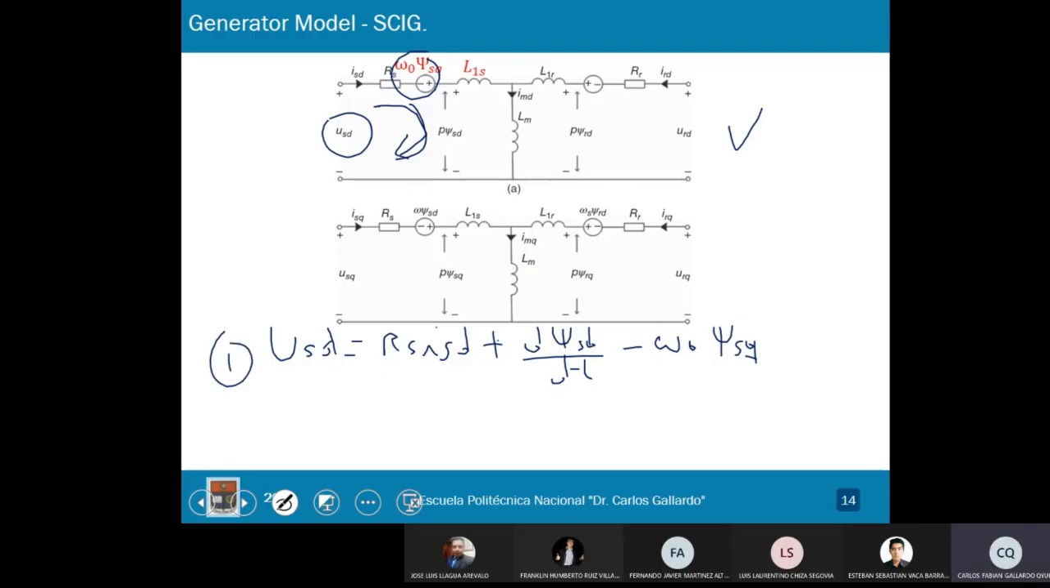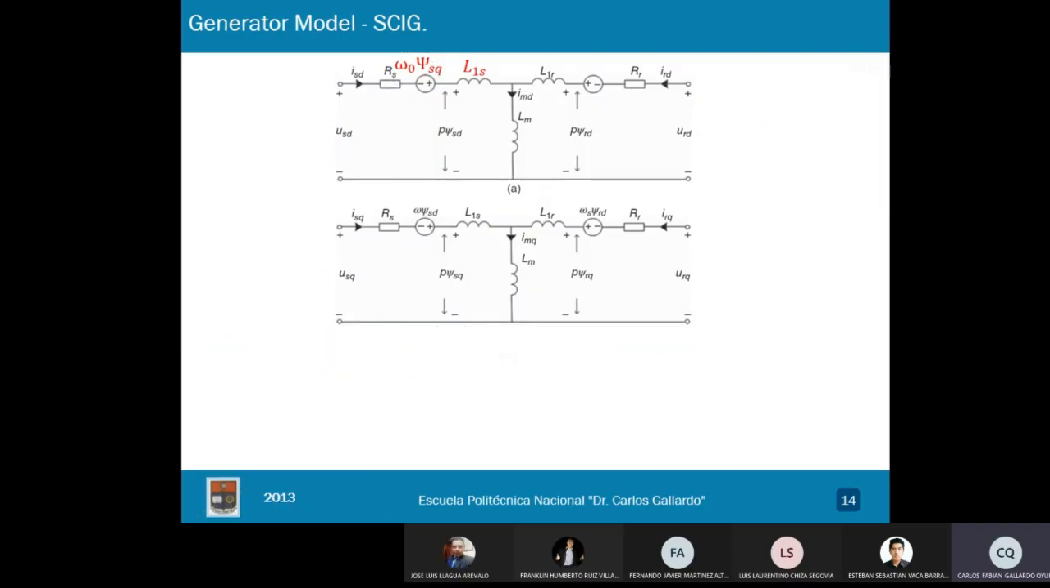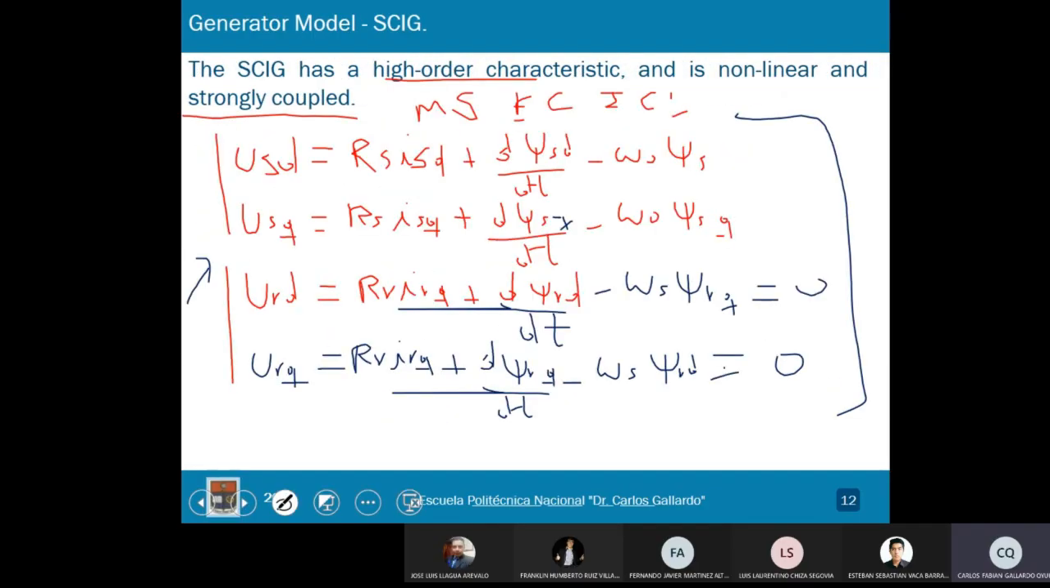In a similar way for the quadrature axis. So this is the equation for the quadrature axis.